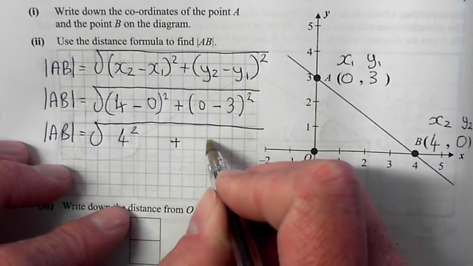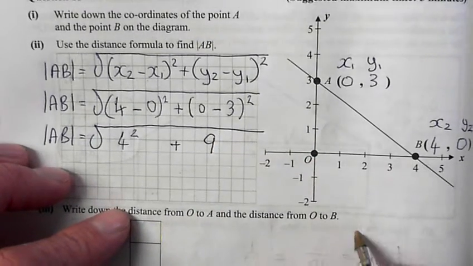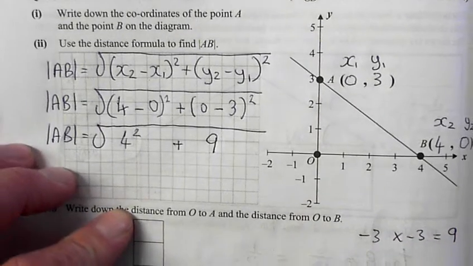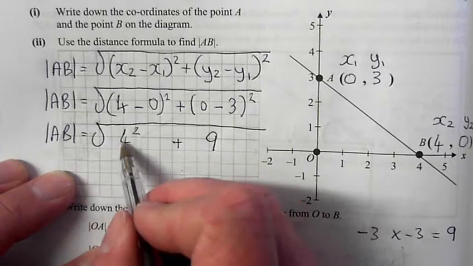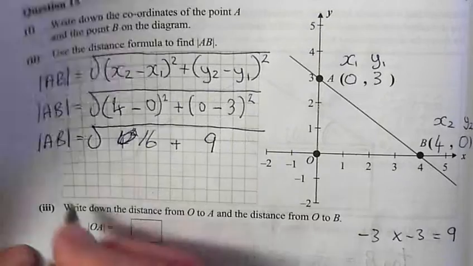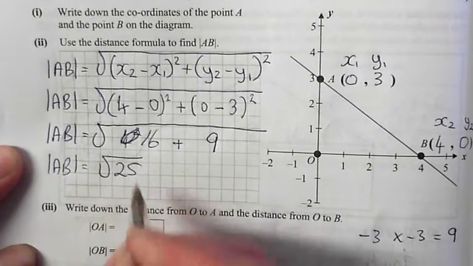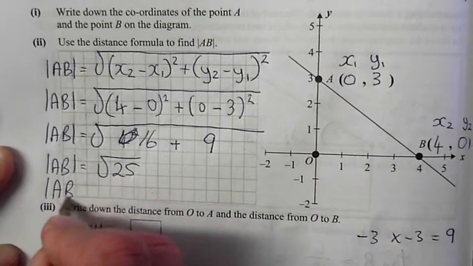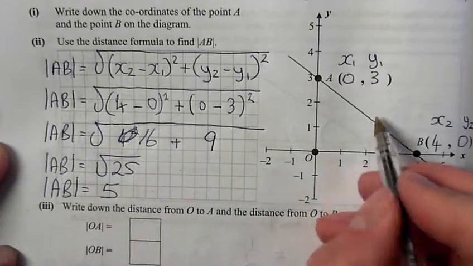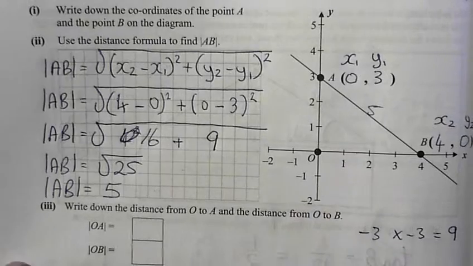If you use your calculator, it's 9. Minus 3 times minus 3, minus times a minus is a plus. So 4 squared, I could have done that, 16. 16 plus 9 is 25. AB is the square root of 25, which is 5. So the length of that line from A to B is 5 centimeters or meters or whatever it is.